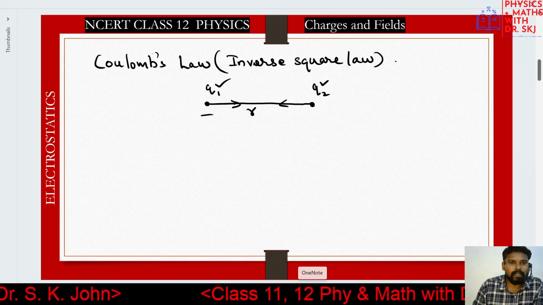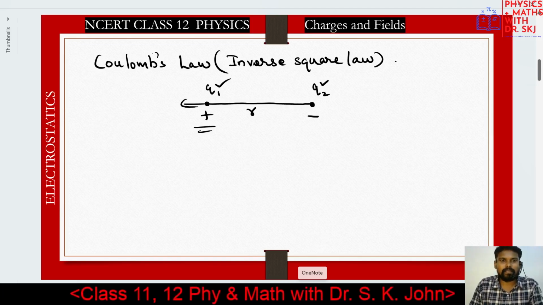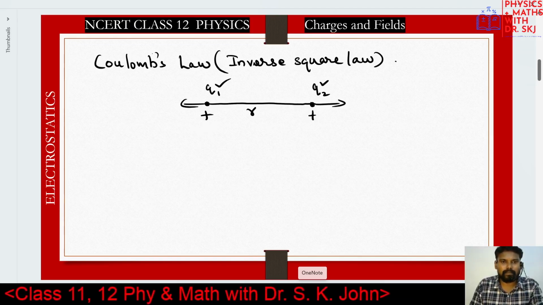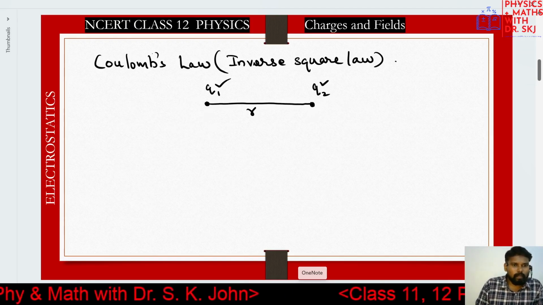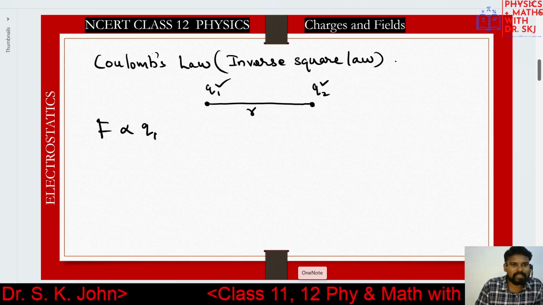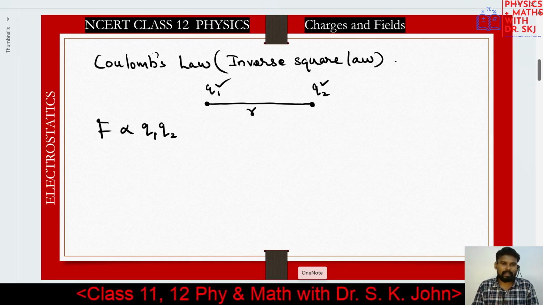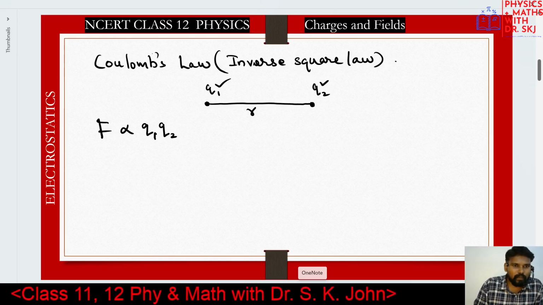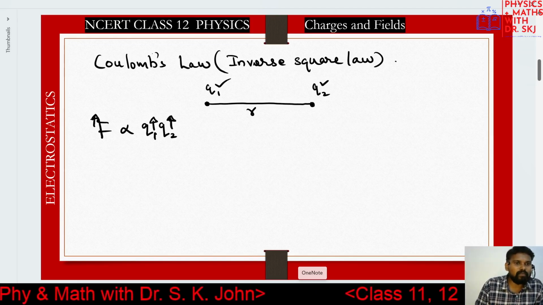So now we consider only the magnitude to explain Coulomb's law. According to Coulomb's law, the force is directly proportional to the product of the charges. That means if Q1 increases, the force increases. If Q2 increases, then also the force will increase.